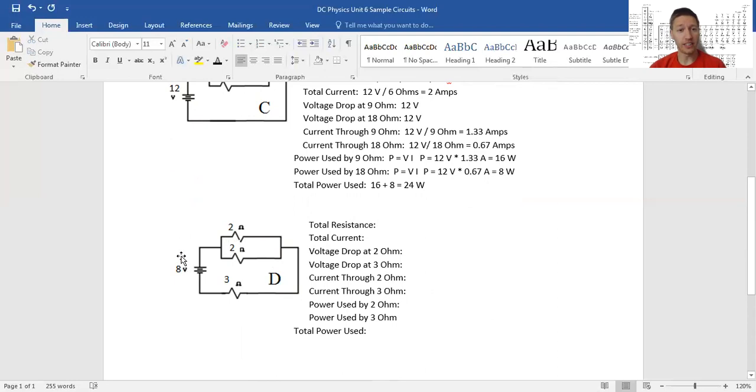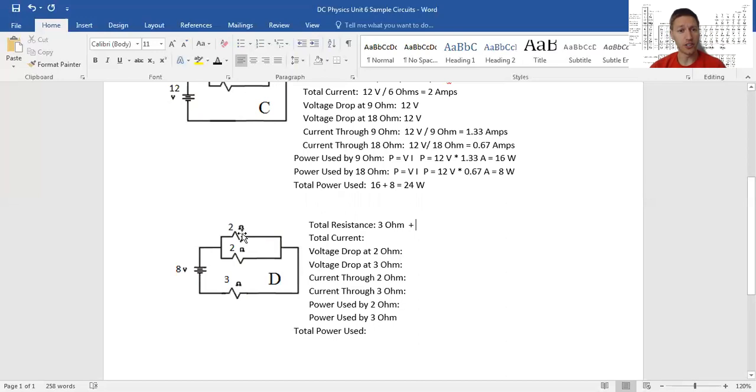So the electrons that leave the battery are going to first make a choice to go top or the bottom here, come back together, and then go through the 3 ohms. Everyone goes through the 3 ohm. So everyone's guaranteed to hit that one.